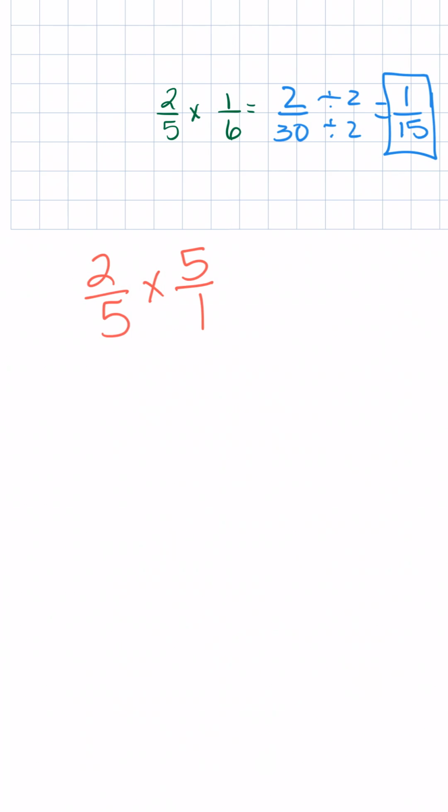2 times 5 is 10. 5 times 1 is 5. This symbol, this line, is like dividing. So if you can divide it, divide it. 5 goes into 10 2 times. So your answer's 2.